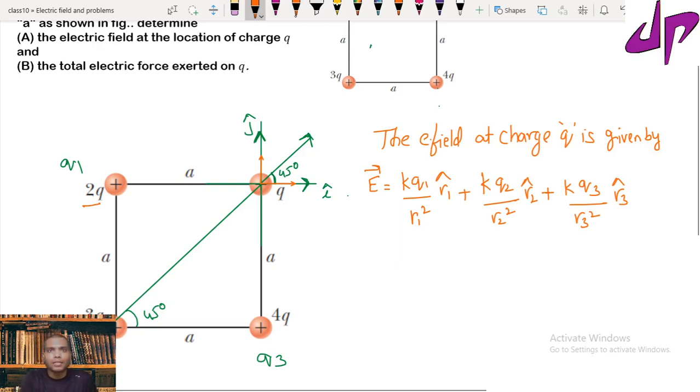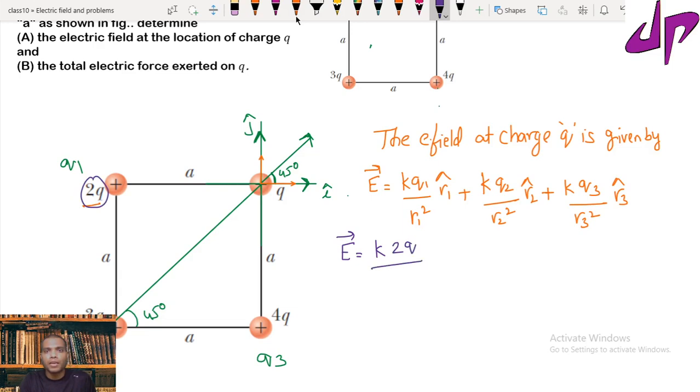So the total, the resultant electric field, I write E bar equal to vector E, k times q1, here it is the value 2q, so 2q by r1 square. The distance between these two charges is just a.